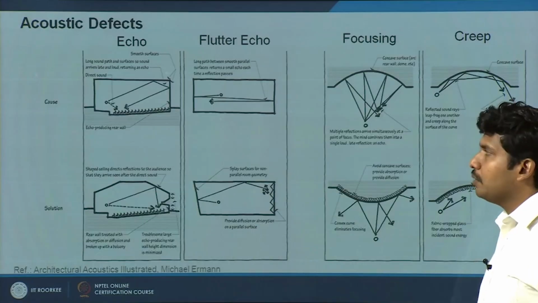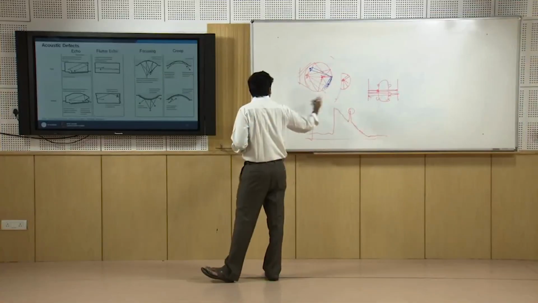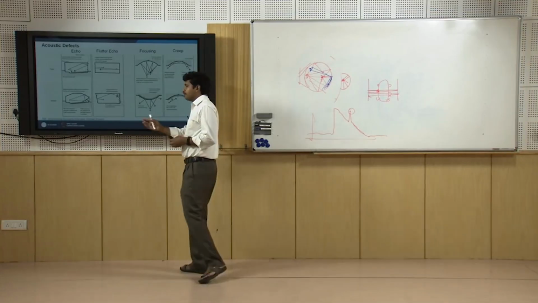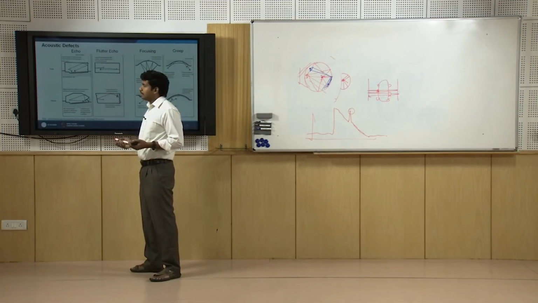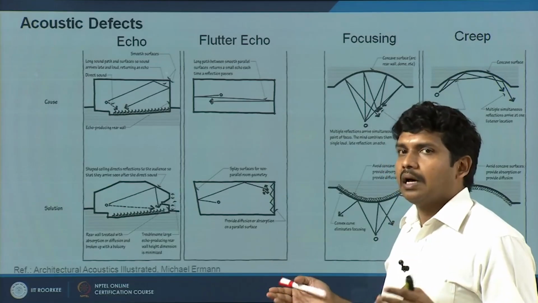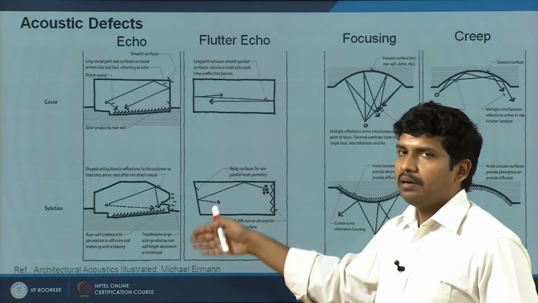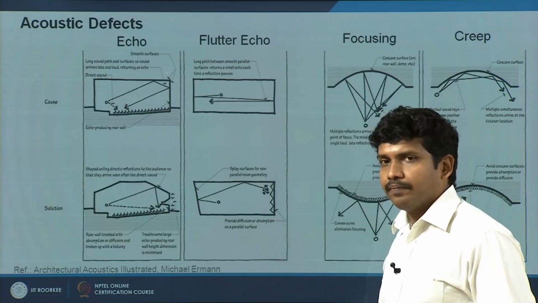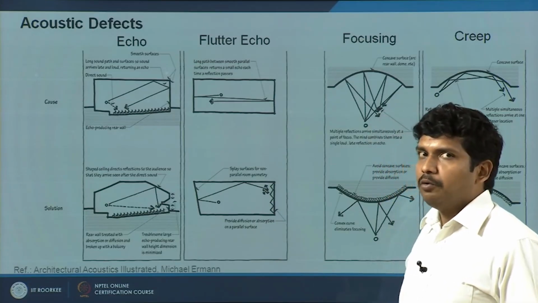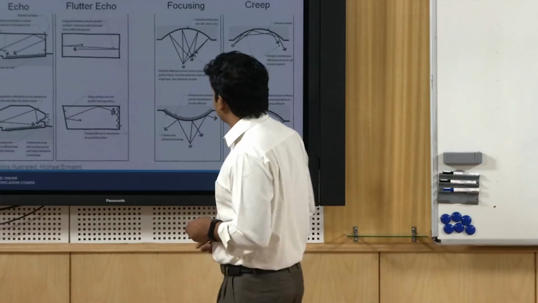Number 2 is flutter echo, a common phenomenon which I was telling you about, an incessant reflection and re-reflection across the plane. Two methods again: change the angle of the wall, do not make parallel surfaces, or you do not have to treat both surfaces, treat one of the surfaces and make it more diffusive. Please remember, you are trying to make it more diffusive, not just absorptive.